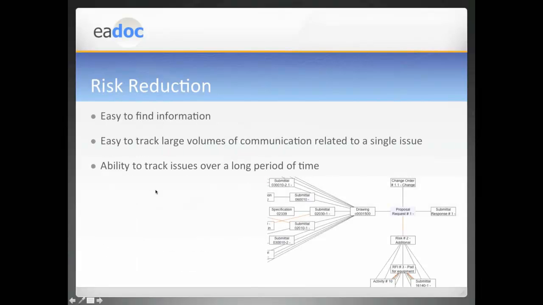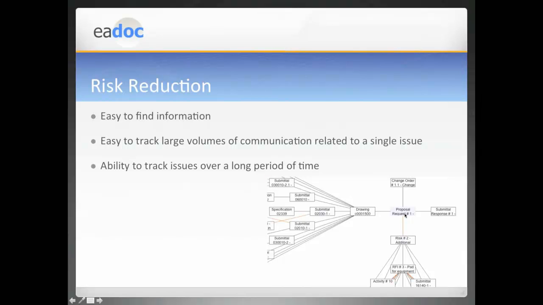When we talk about the risk reduction benefits of information relationships, one of the key features is easy to find information. When you're managing a capital project, you're going to be generating a lot of information and communication. So you want to make it easy for the engineers, project managers, and directors overseeing these projects to find that information quickly. With any type of issue or risk that appears on a project, it can take a long duration to resolve. So when you create these relationships in information, you create these links.